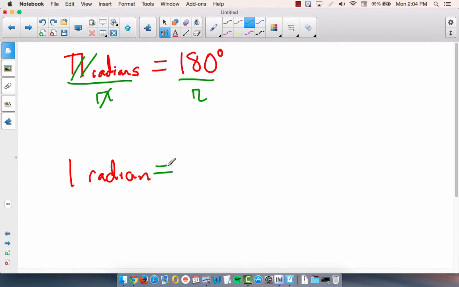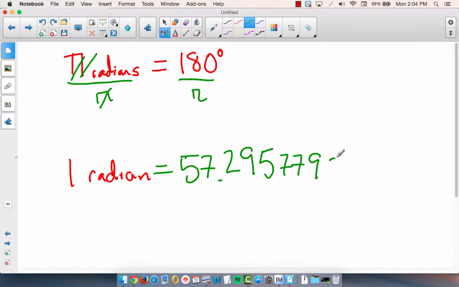And what does that equal? Well, I'm just going to take out my calculator. 57.295779513, okay, you get the idea. It goes on for a while. Actually, it goes on forever. Degrees. And that should make sense that it goes on forever.